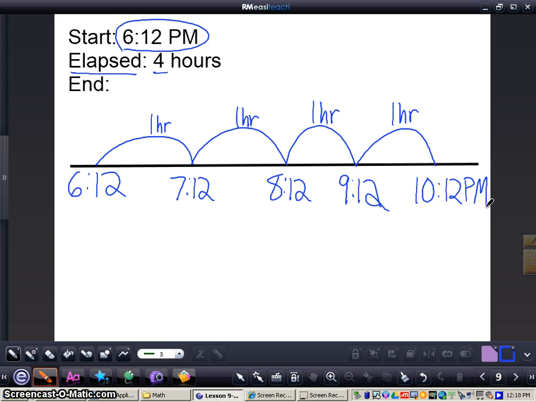Okay, so if I start at 6:12 p.m. and the elapsed time is 4 hours, the end time will be 10:12 p.m. for my end time.